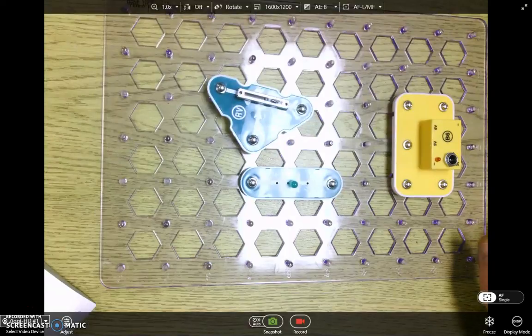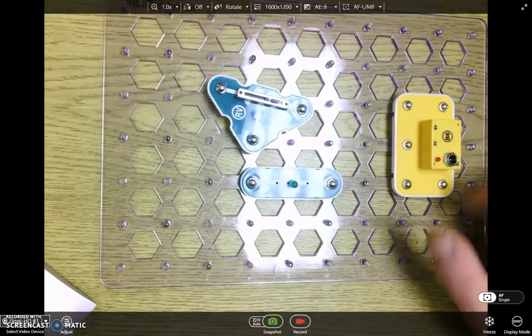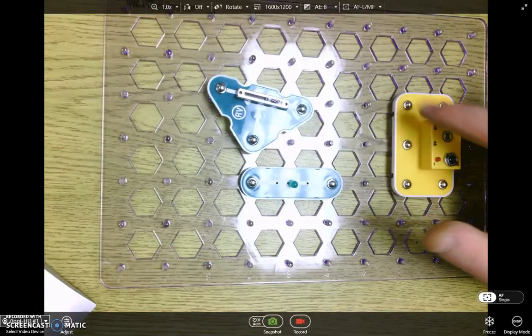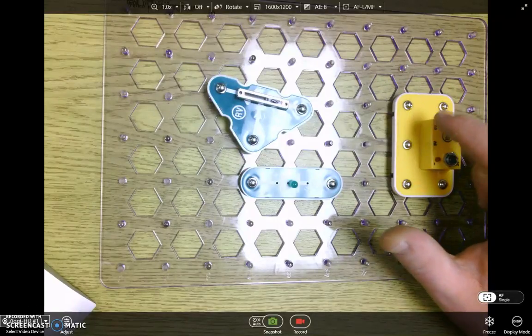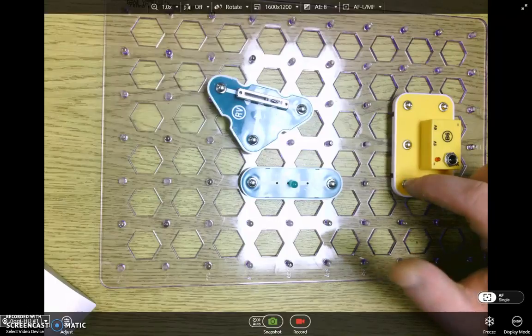So in our snap circuit kits, we've got our battery. We're going to hook up to the 6-volt side, and remember, we'll come back into a negative. We always go out of a positive or a number, and we come back into a negative.